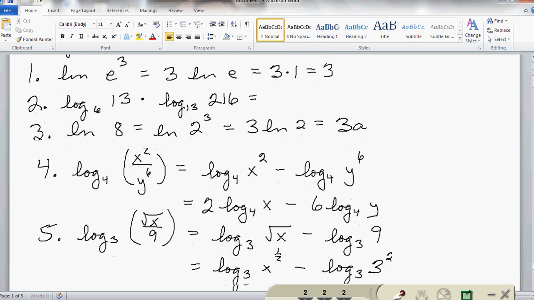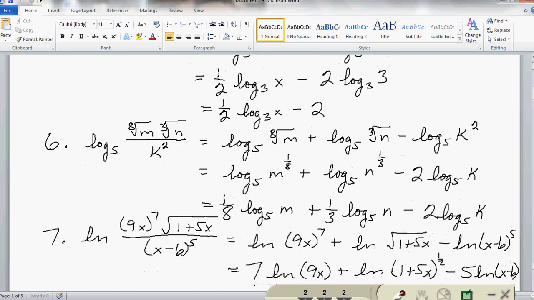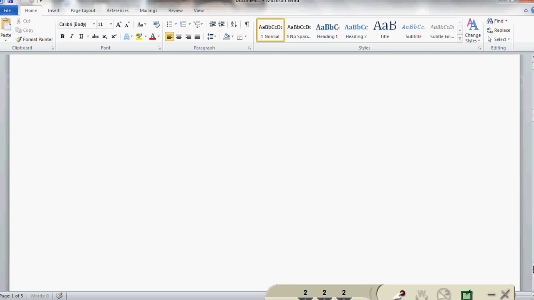Now examples 8 and 9 are the exact opposites of what we just got done doing with 4 and 7. 4 and 7 we're splitting everything up. 8 and 9, what we're actually asking to do is put it all into one logarithm. So let's see how we can go about doing that.